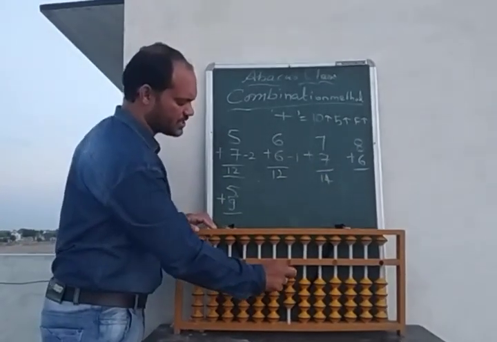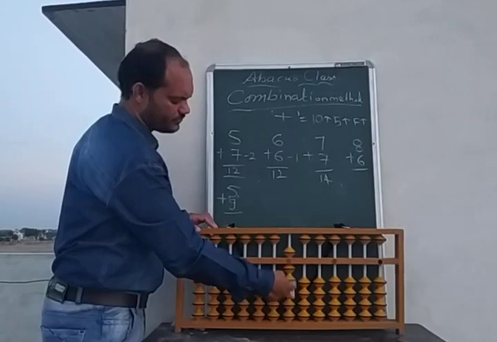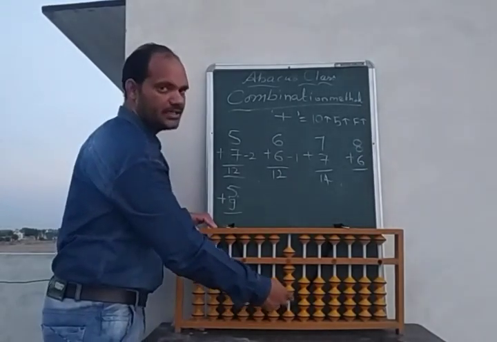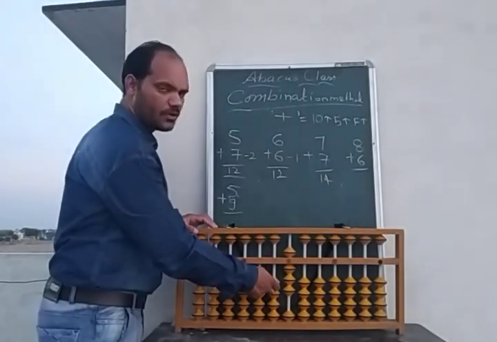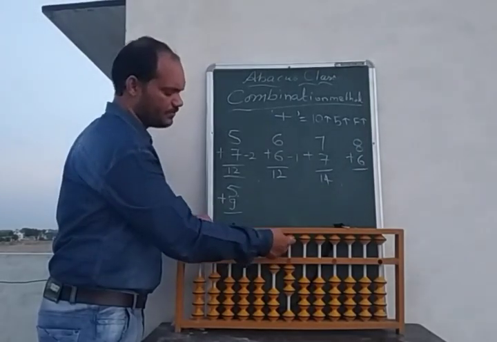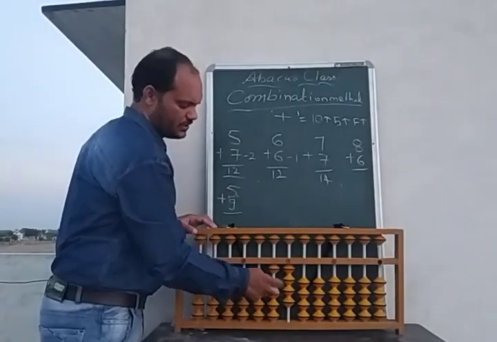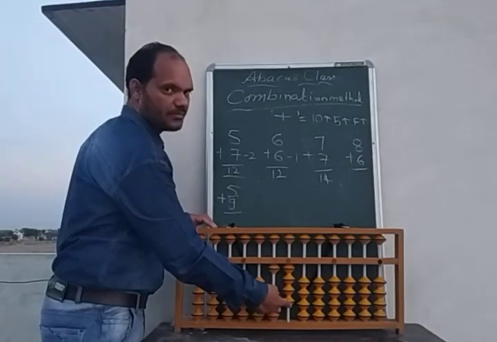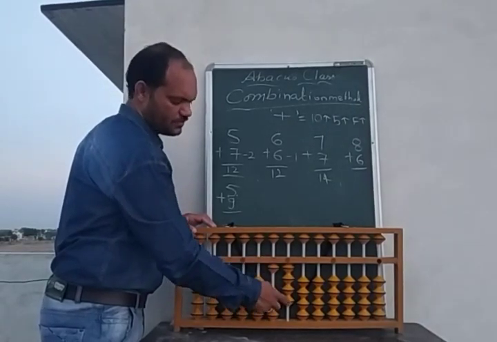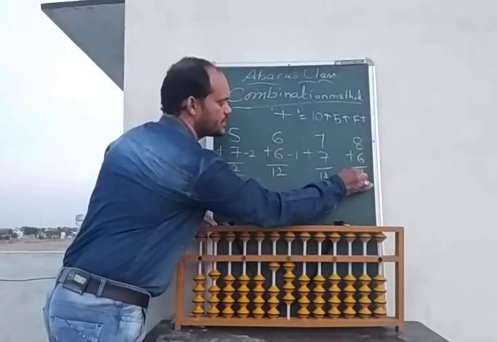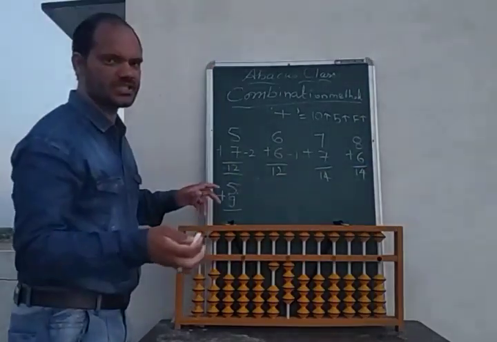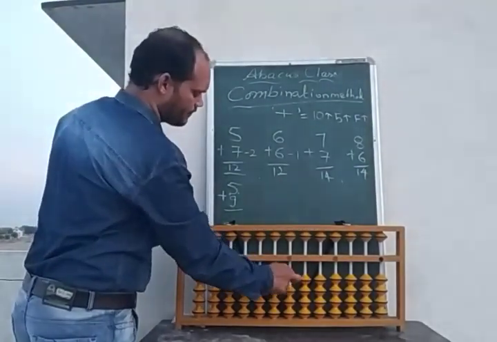One more problem you can see: 8 plus 6. Now 6 we can't add. So again in combination we know 10 up, 5 up, and the 6th friend is 1. So 10 up, 5 up, and 1 friend up. Now you can see 1, 4. So it is again 14. 8 plus 6 is 14.